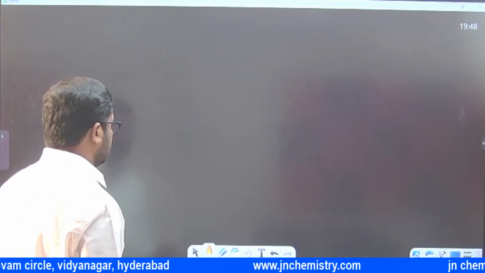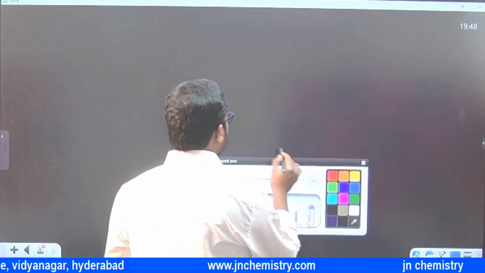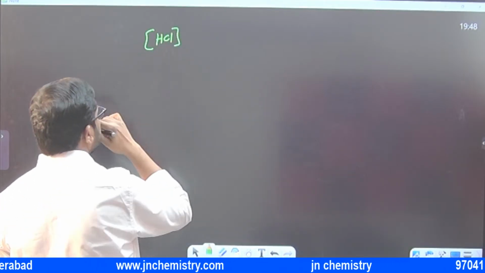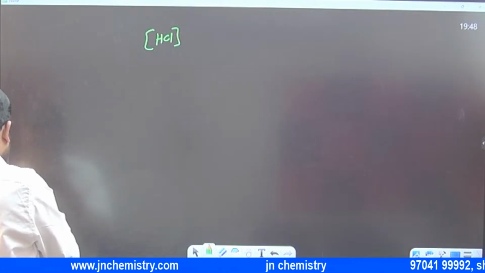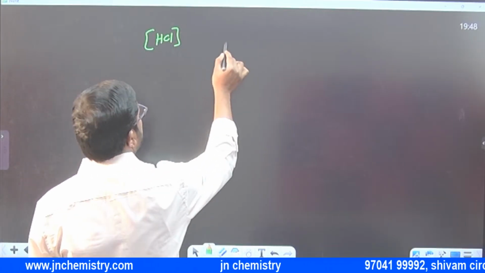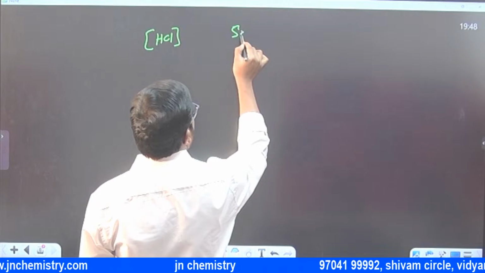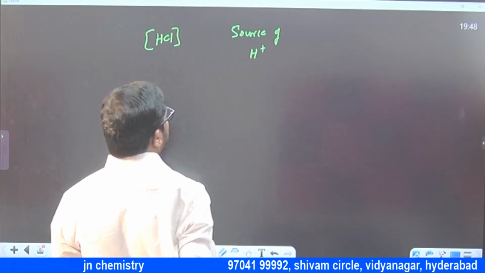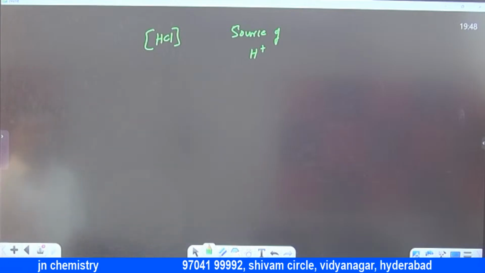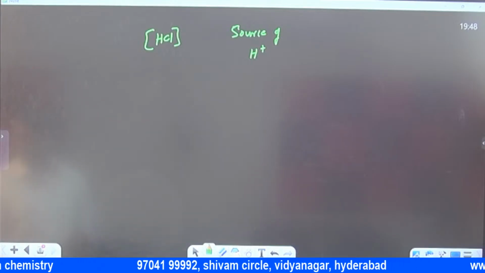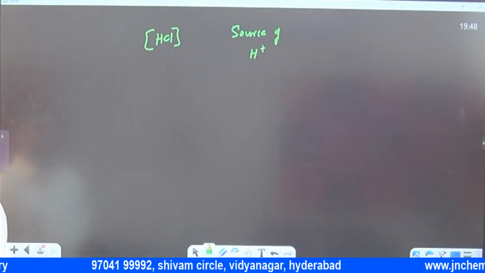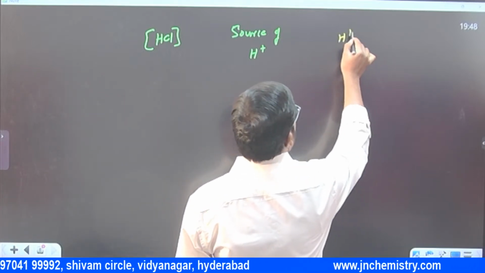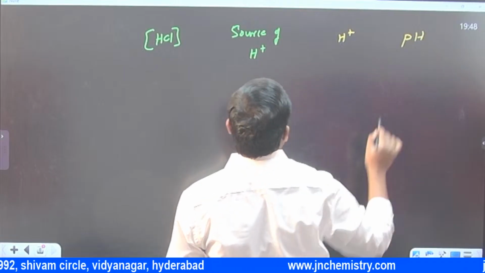Write concentration of HCl, source of H plus, concentration of source of H plus, write it down, and H plus ion concentration, pH.